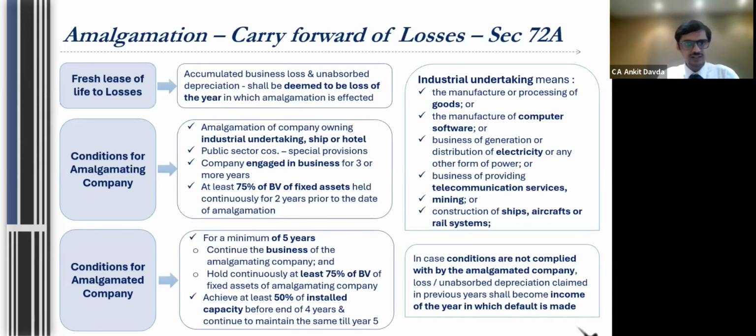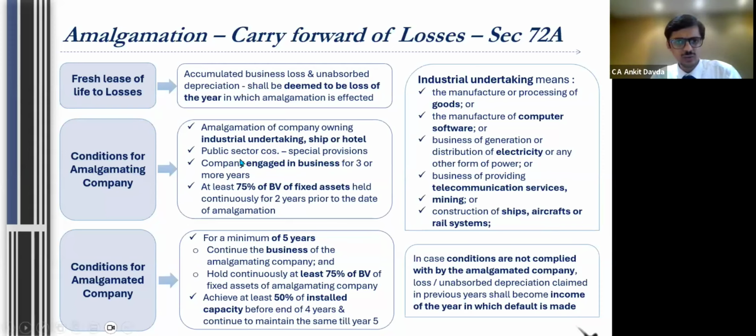And subject to all these conditions which have been listed down, a fresh lease of life. Generally, as you know, there are 8 years up to which losses can be carried forward. But if you comply with this 72(1)(b) definition and 72A provisions, whatever losses are there in the transferor company would become the losses of the transferee company of the year in which the merger takes place. So you will have the new life of 8 years from that day onwards.